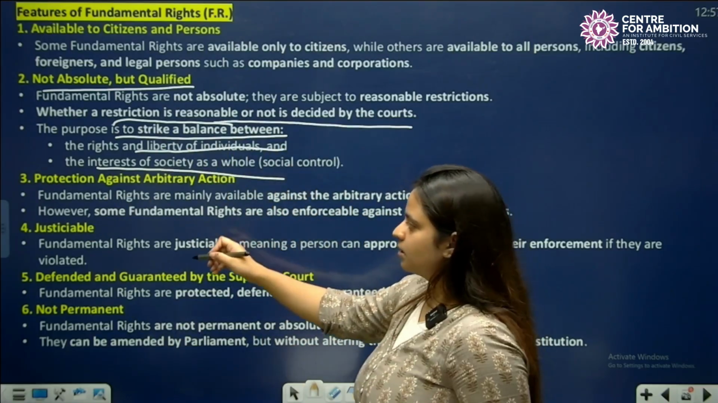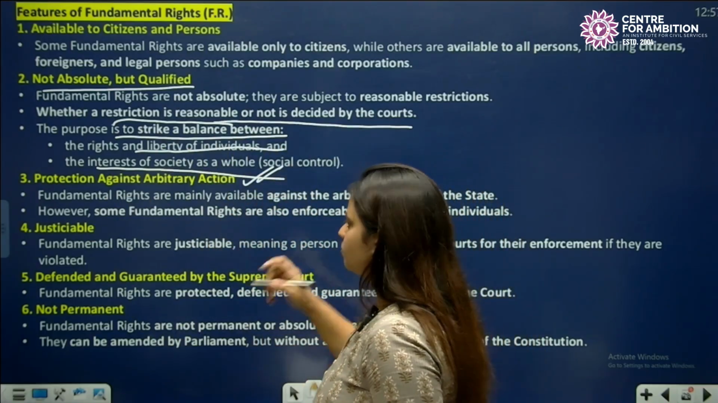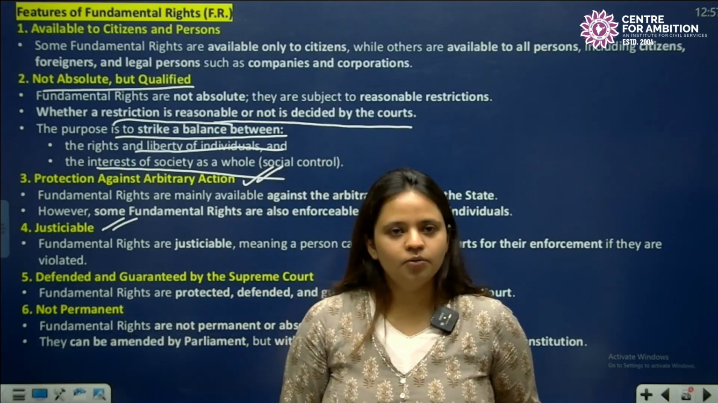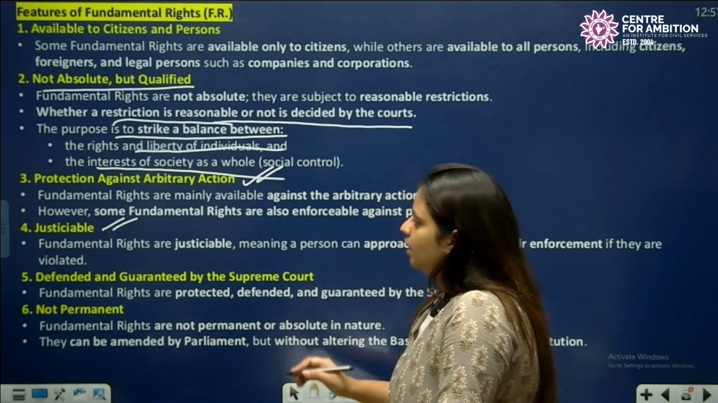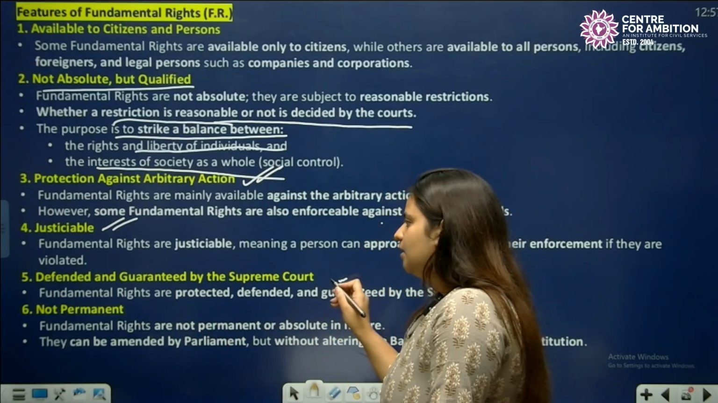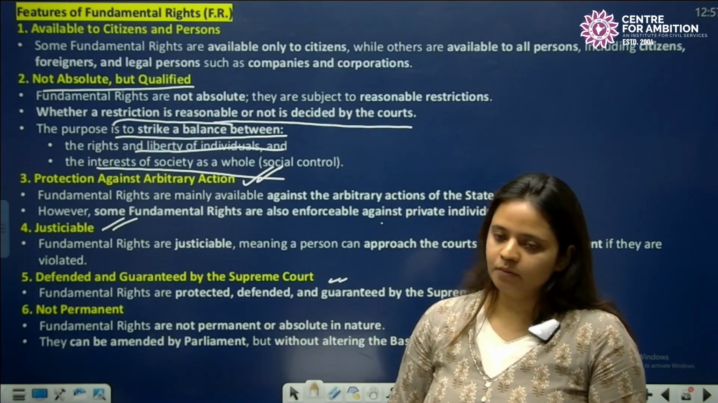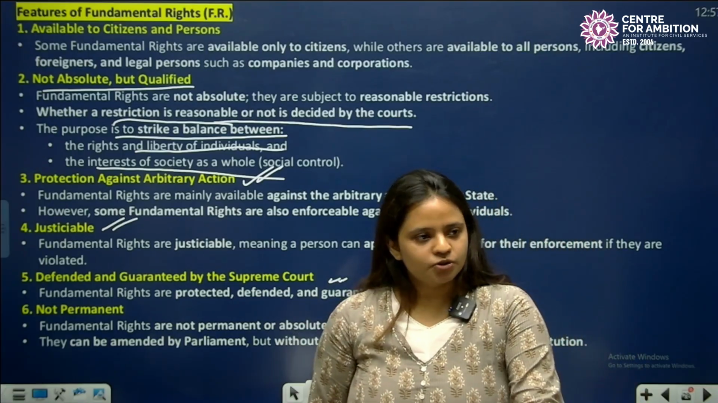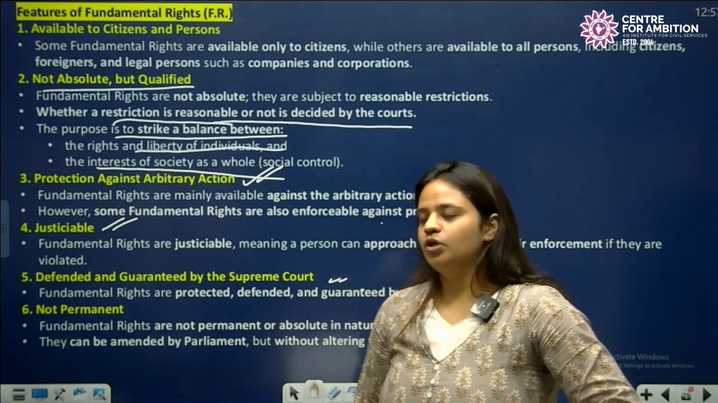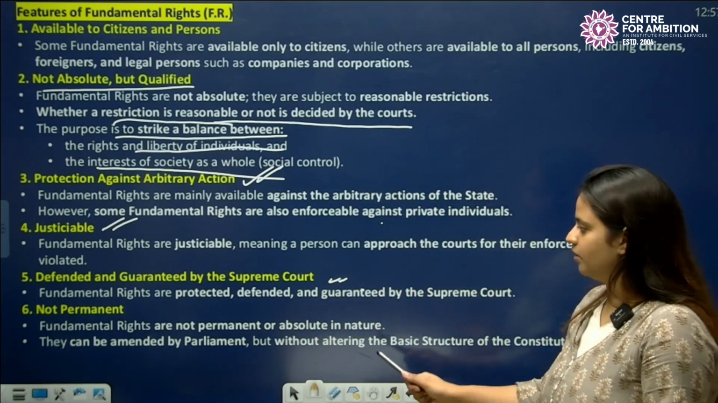Secondly, it protects against the arbitrary action of the state, which we have learned. Justiciable means they are enforceable. You can move to the court and file a petition against them. Fifthly, they are defended and guaranteed by the Supreme Court. The Supreme Court is the guardian of our constitution. It provides you remedy and justice in case there is a violation of a fundamental right.